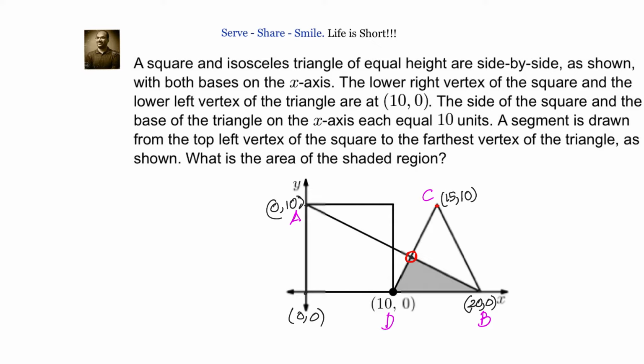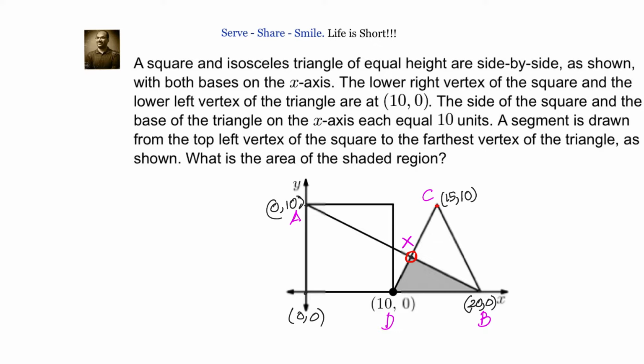Now we want to find the area of the shaded region. We have to find the coordinates of the point X. Point X is the point of intersection of lines AB and CD. Now let's find the equation of line AB and the equation of line CD and solve them to find the coordinates of X. Once we get the coordinates of X, we can easily calculate the area of the shaded region.